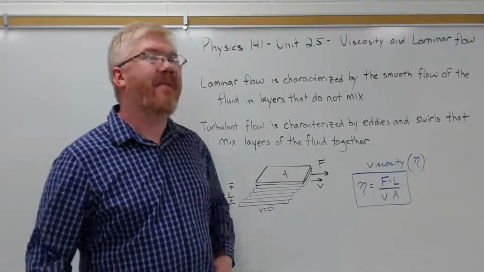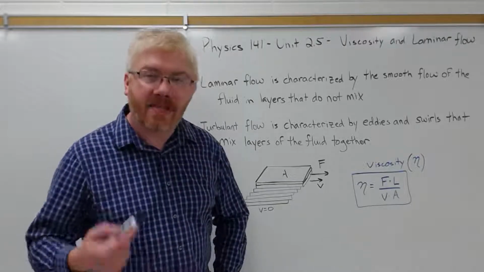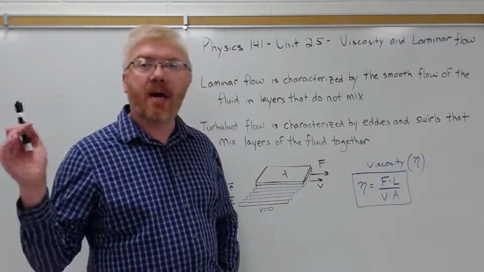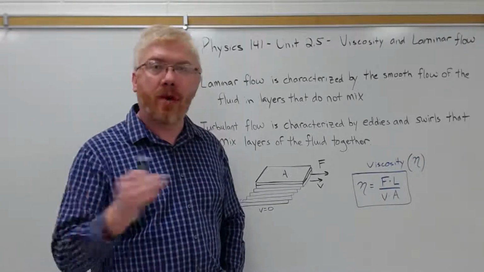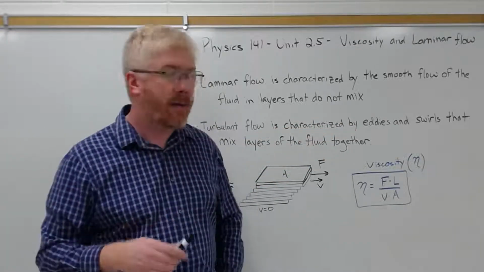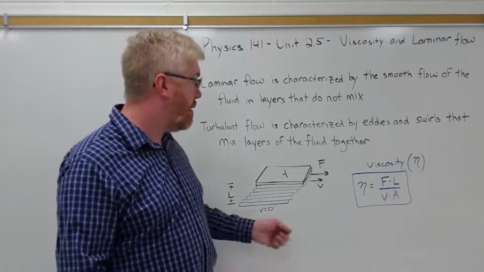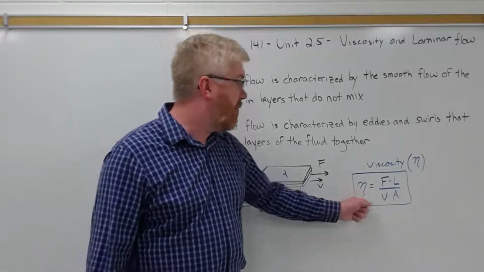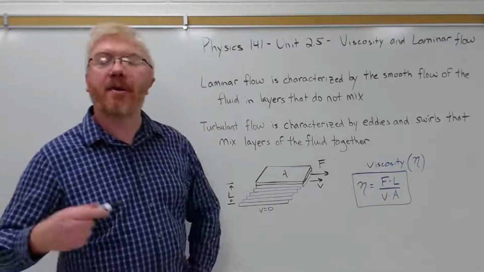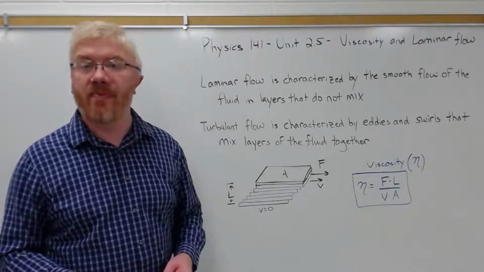If a fluid has no viscosity, the object would move, you just apply a little bit of a force, and that object would move at a constant speed. There would be no resistance to motion in a fluid with zero viscosity. So here's the relationship for viscosity, and your book gives a bunch of examples of different fluids and how viscous those fluids are.